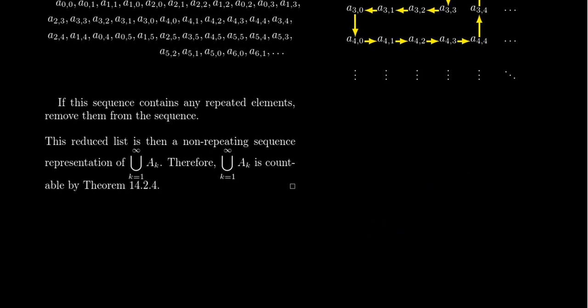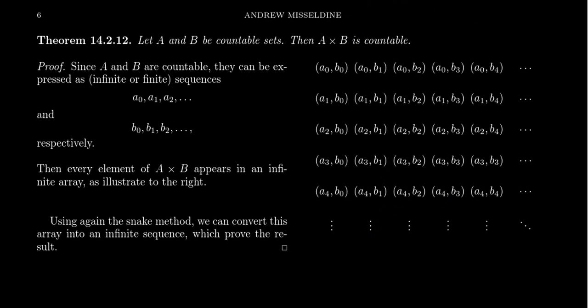Another operation that we want to talk about here is Cartesian products. This gets a little bit more difficult, but sure enough, if you have two countable sets, the Cartesian product of those two countable sets is likewise countable. The argument is actually very similar to the snake method we used on the previous theorem. So suppose we have two countable sets. They could be infinite, they could be finite, doesn't matter.